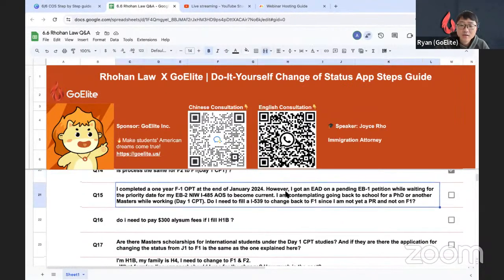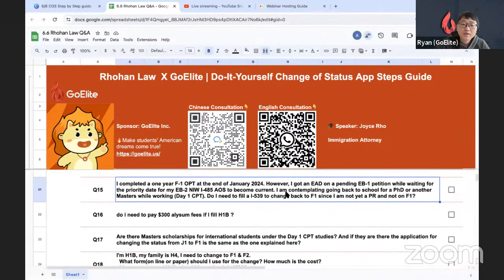And moving on, ooh, this is another longer question. So I completed 1 year OPT by the end of this year. However, I got my EAD and then is on the pending EB1 situations. I think for this kind of case, we're more concentrated on the green card situations. I don't know if this person necessarily needs to do a change of status, because the person is asking, do I need to file an I-539 to change back to F1? So, what do you think, Joyce?